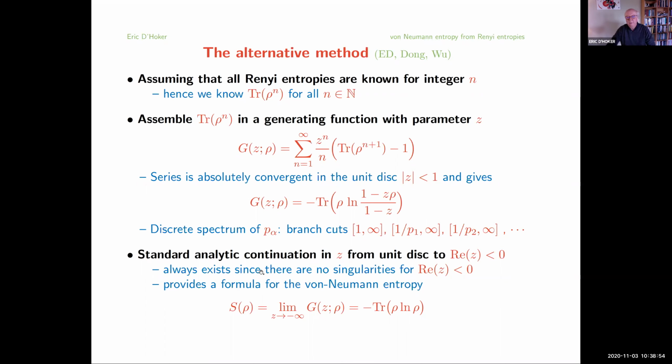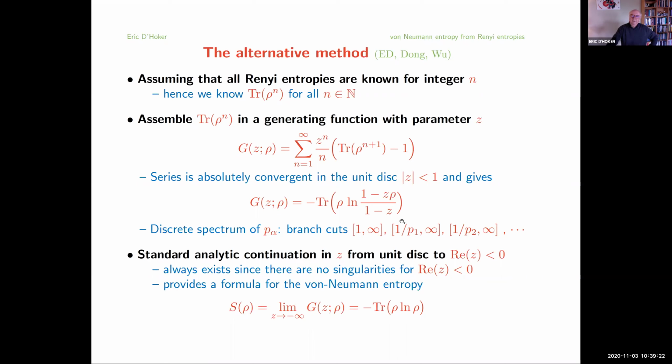And in fact, from this, we know that there are no singularities when the real part of z is less than 0, because that's away from these branch cuts. And so now you just look at this formula and you take z going to minus infinity. If you take z going to minus infinity, the argument of the log collapses to being just rho. And we get our formula.